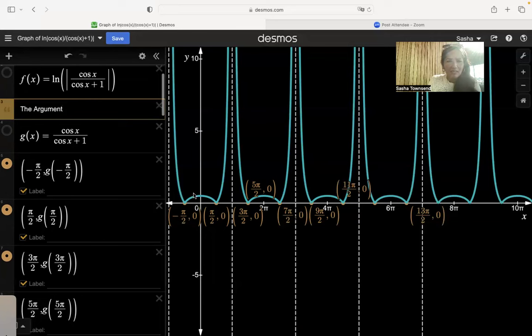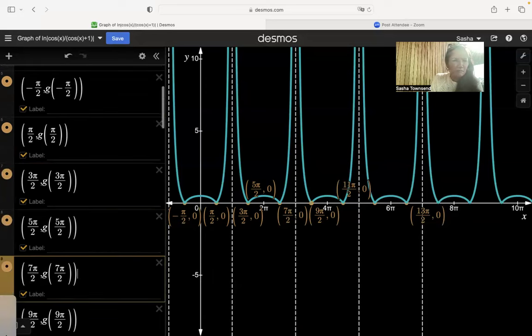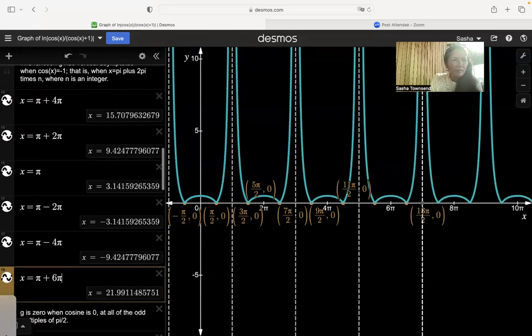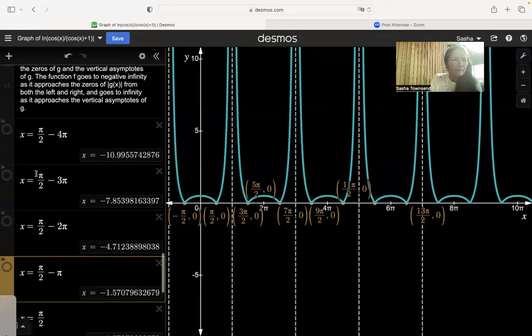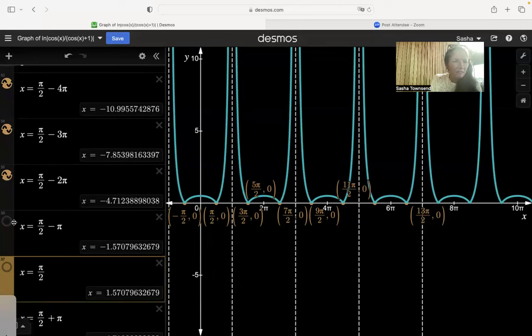So that means I need to graph some of those asymptotes for those odd multiples of pi over 2. So I'm doing that here. I'm going to graph those in orange.